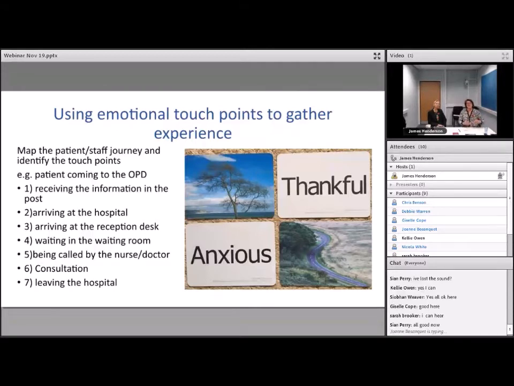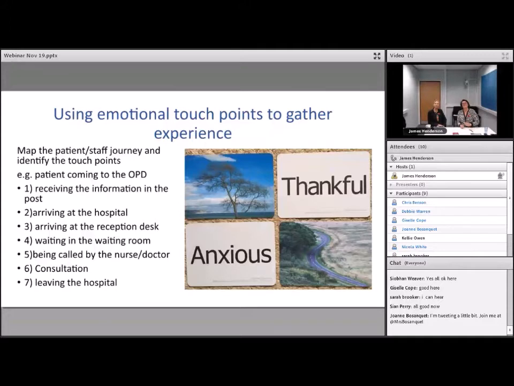So I've kind of just given you a broad outline of that. But if you wanted to gather an experience across a patient's journey, that journey would look different for you, depending on where you are and your client group and who you're caring for. But the idea is that you use the touch points, and then you ask the person that you are gathering their experience from to describe that touch point using emotive words or pictures, as you can see there.